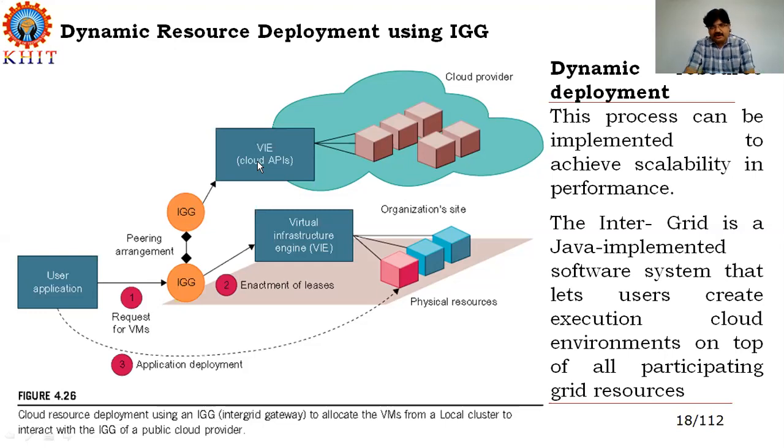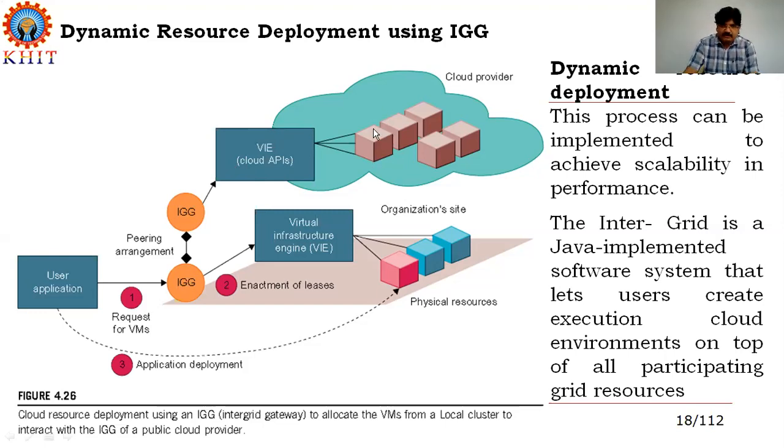That means the virtual integration cloud computing API. Through that, they host their services to the cloud service providers. So if the end user wants to host his application in the cloud, he has to first send a request to the virtual machine. Here, the intergrid gateway will take the request of the virtual machine and process it through the cloud application program interface, and the application is hosted into the cloud.